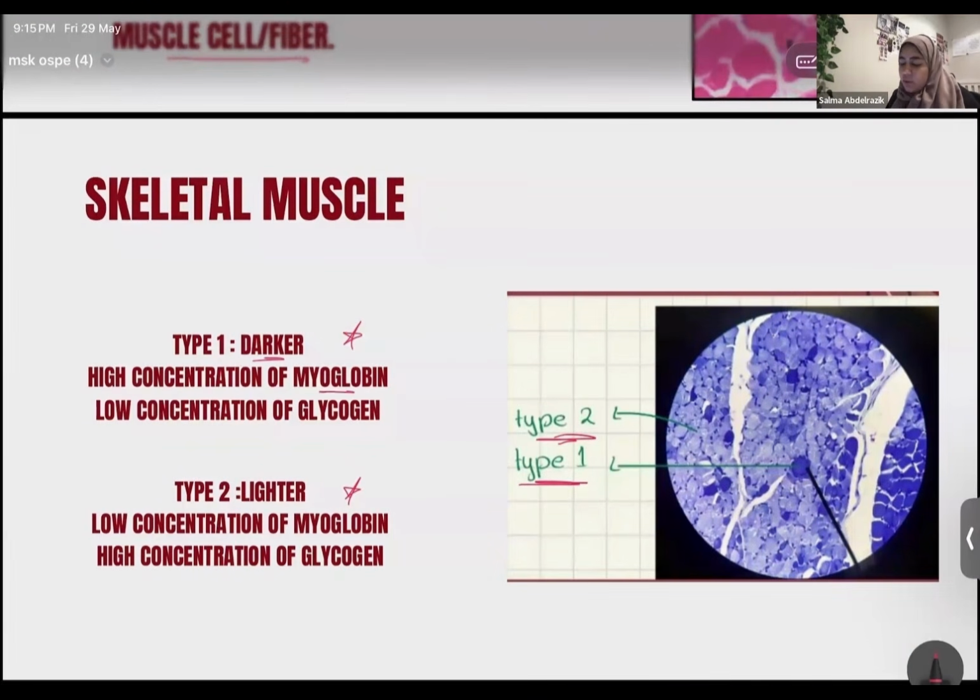Why is it darker? Because of the myoglobin. So it's darker because it has high myoglobin and low glycogen. Lighter because it has lower myoglobin, but it's higher glycogen. That's literally all you have to know.